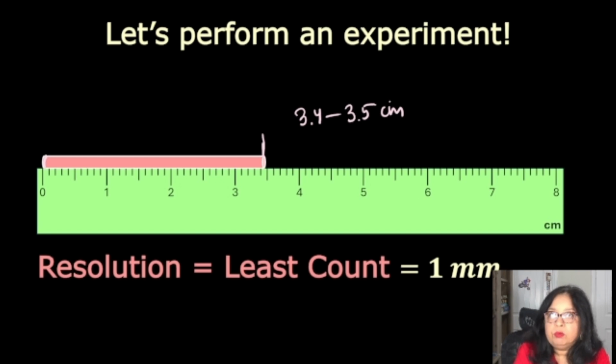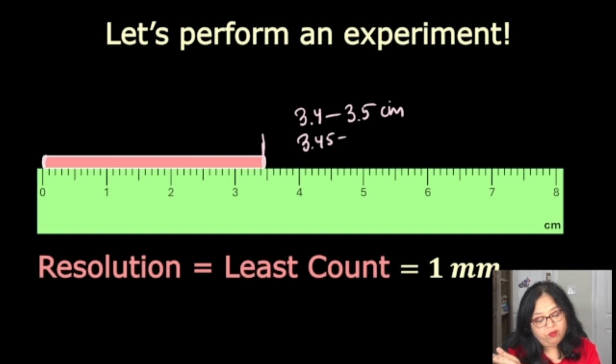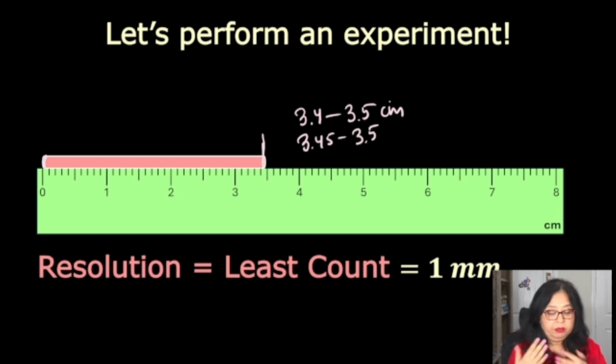We can't say for sure where exactly it lies. Maybe we can say that this is between 3.45 to 3.5. I mean, we can kind of guesstimate it, but still we can't say for sure if it's exactly 3.45 or 3.46 or 3.47, can we? There's just no way we could say that. So you can see it for yourself that using this ruler, all you can say for sure is that the rod is somewhere between 3.4 to 3.5 centimeters long. How much it is exactly? We can't say it for sure.